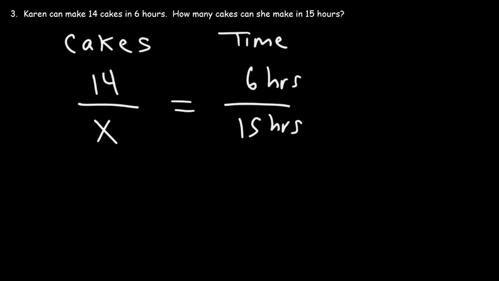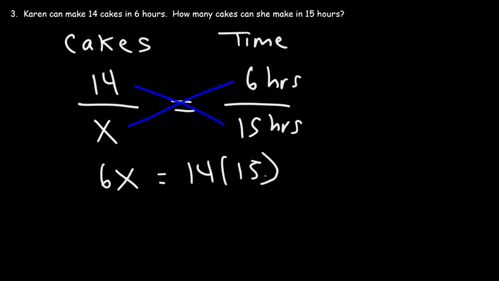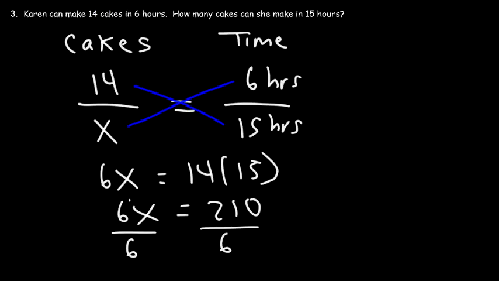So now let's cross multiply. This is going to be 6 times x, and that's going to equal 14 times 15. Now 14 times 15 is 210. So now, in order to separate 6 from x, we need to divide them. We need to divide both sides by 6. So it's going to be 210 divided by 6, which is 35. So in 15 hours, she can make 35 cakes. So that's the answer.